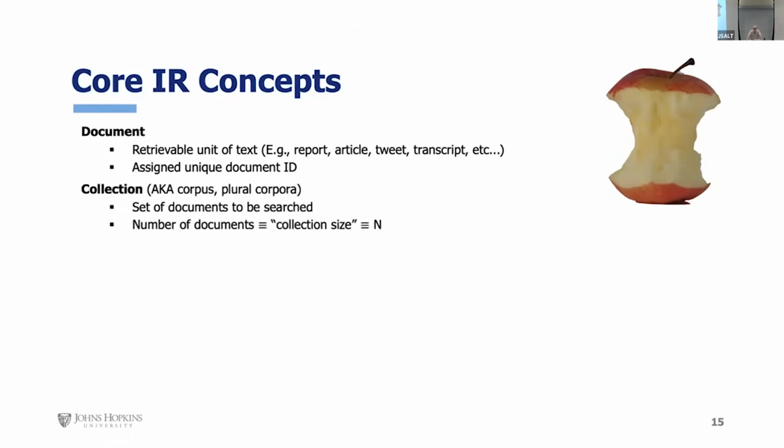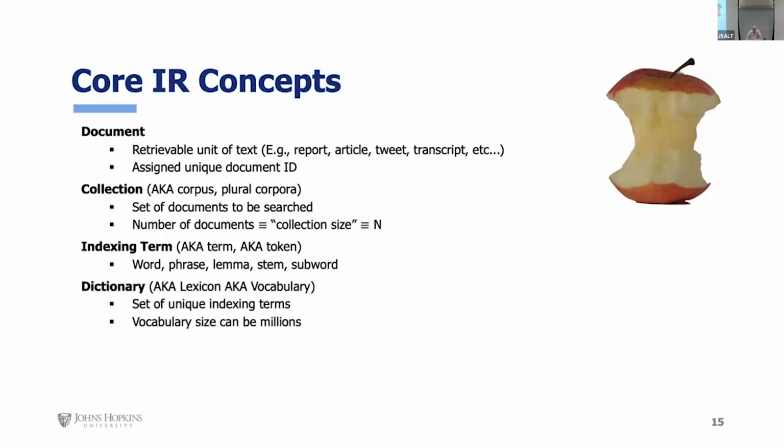A whole bunch of documents is called your collection or your corpus. The plural of corpus is corpora. This is a set of documents to be searched, and we talk about the collection size as the number of documents in that collection. An indexing term, also called just a term or a token, is some word, phrase, lemma, stem, or subword that you're using as the unit of expression for the meaning of the documents and the queries.